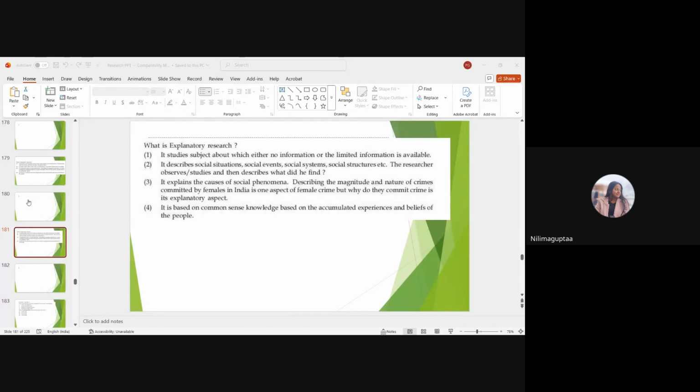We are not describing, as that comes under descriptive research. In that research we don't do anything in detail, everything is there and we describe whatever is available. That is called descriptive research, and this is called explanatory research, where we explain. And where there is no information or limited information available, we call it exploratory research. Hope these three topics are clear to all of you.